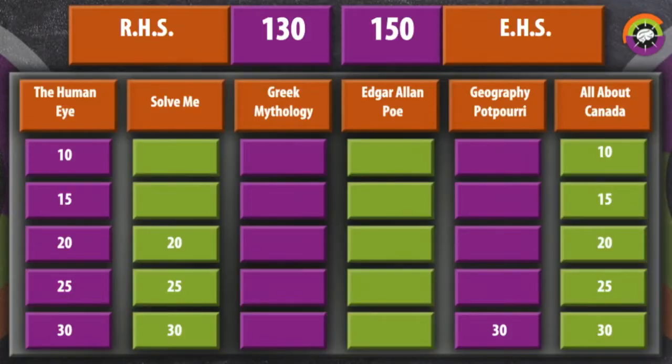Solve me for 20 points. What is the square root of 81? That would be Riverdale. Sydney. 4. Incorrect. Minus 10. Eastwood, would you like to steal? That would be Logan. Minus 1. Correct.